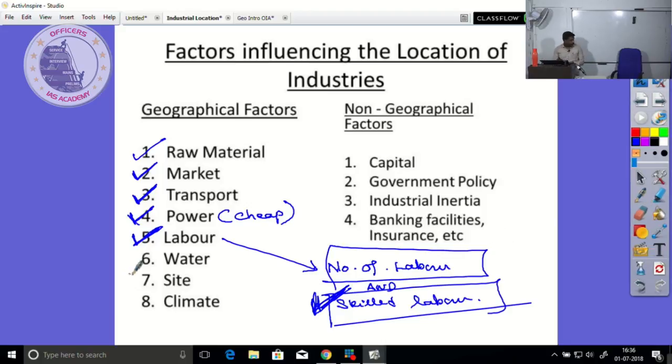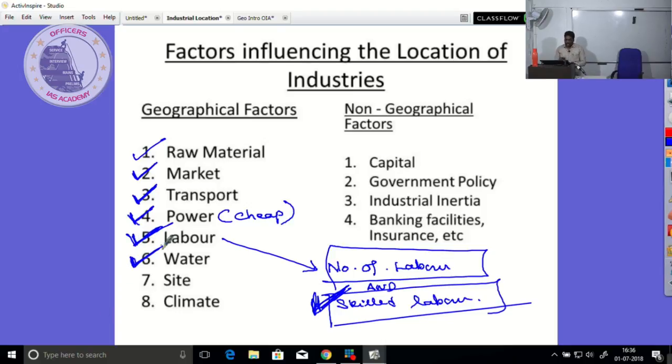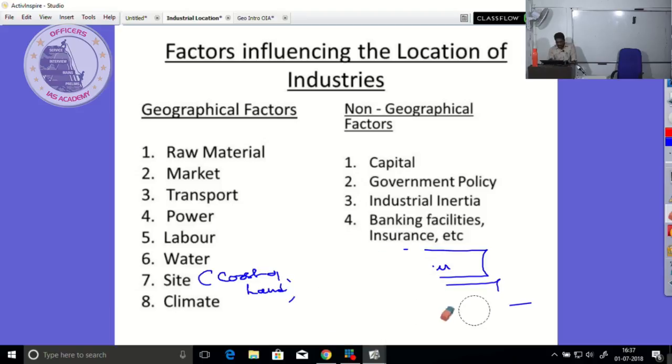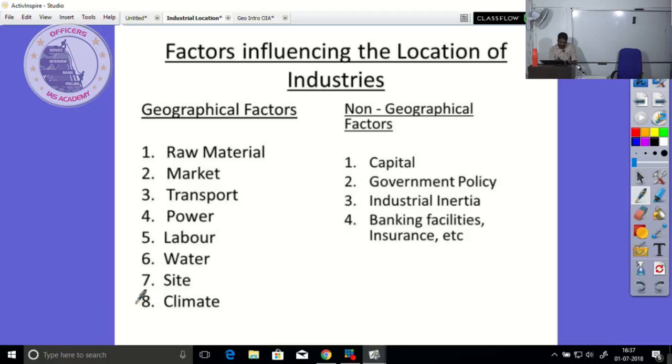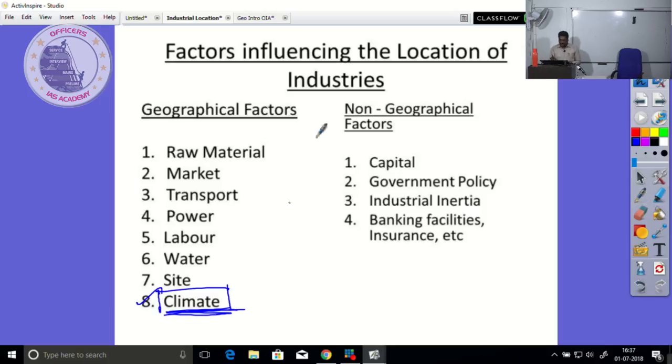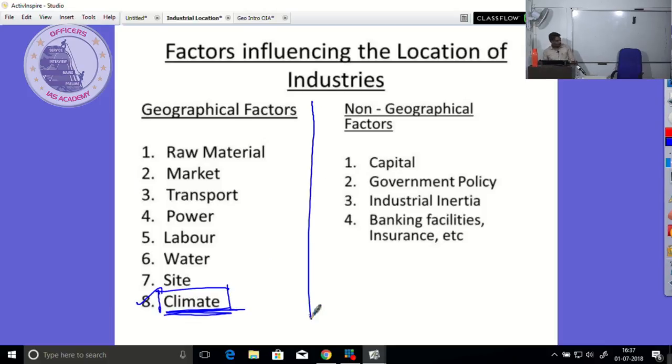Now, apart from labor, we also have the need for water: abundant availability of water. Along with it, let me call it site, that is, the cost of land. And finally, for the many footloose industries of the world, where raw material or the market is not deciding, what decides the location is this eighth factor, climate. The finest example is Bengaluru, where one pull factor for industrial location is the climate. These are some of the geographical factors which determine the locational aspect of industries.